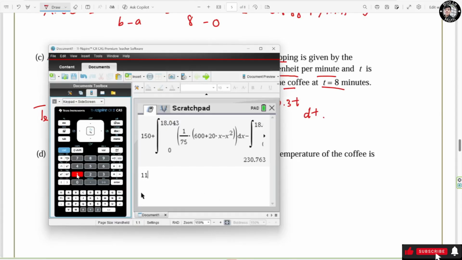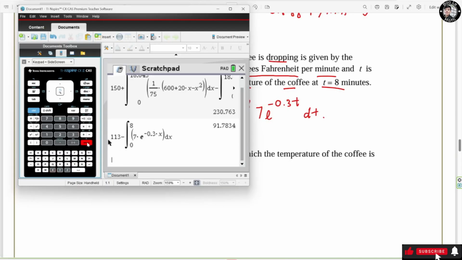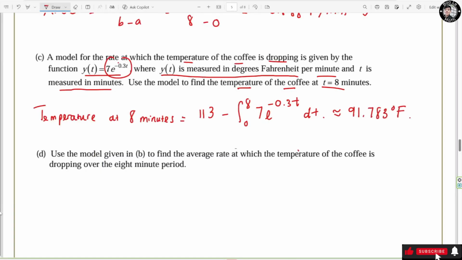It's going to be 113 minus, I'm going to copy this one down over here. Press enter. The answer is 91.783, right?